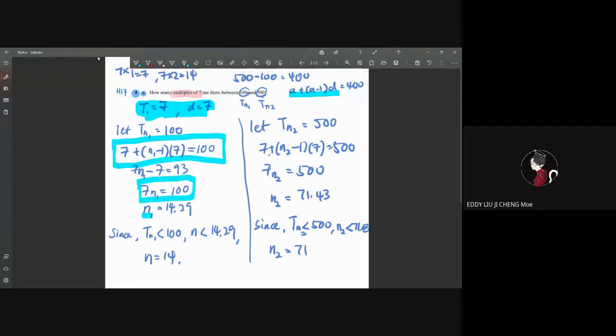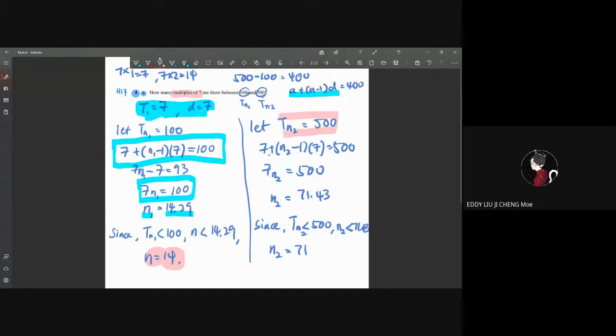And then if we do all of it, we will get this one. And then n1 equals 14.29. And then we know that if we want to find the multiples of 7 between 100 and 500, we need to know that the term before that is how many. So we get 14 terms below 100.